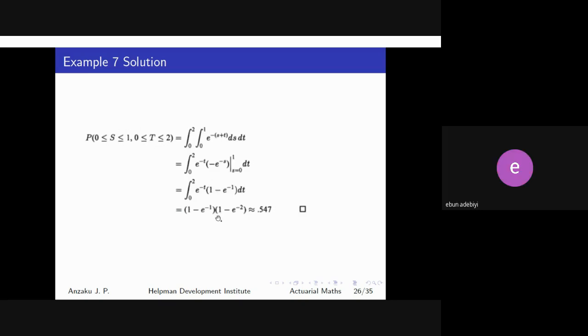No, it's clear. All right. So this gives us the joint probability for the continuous case.